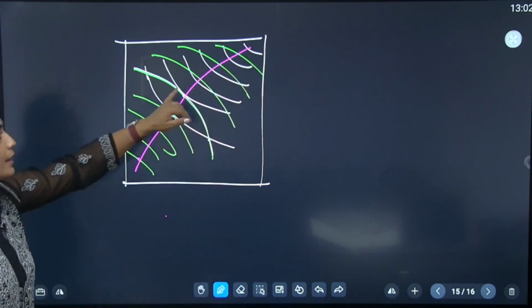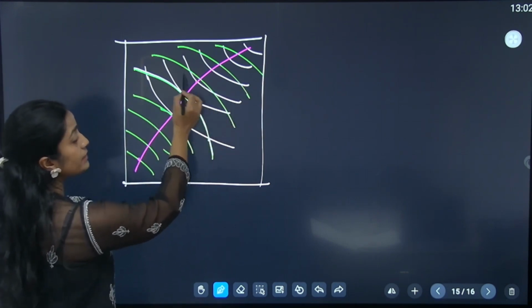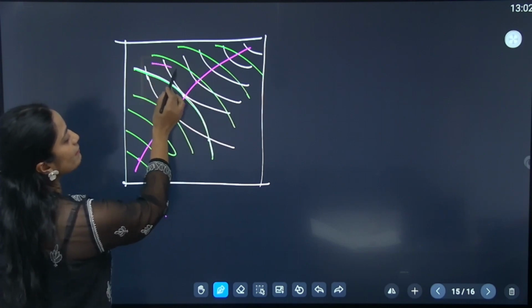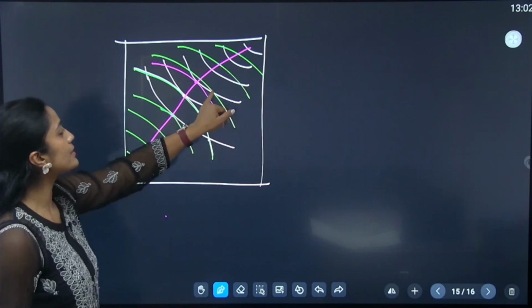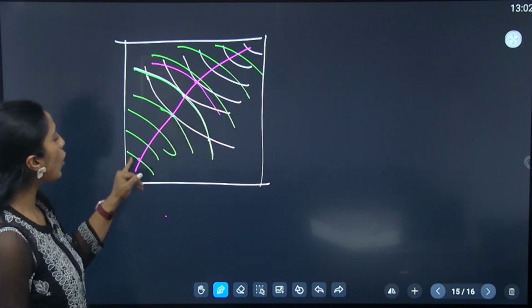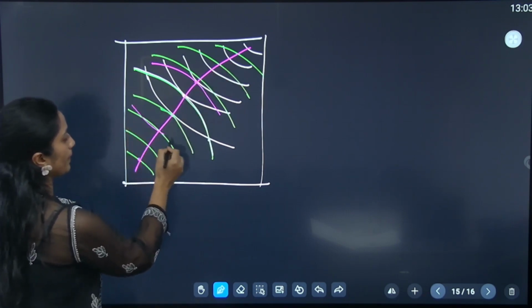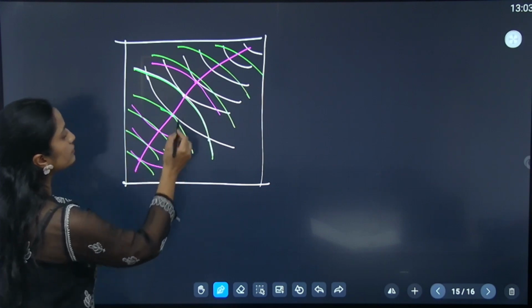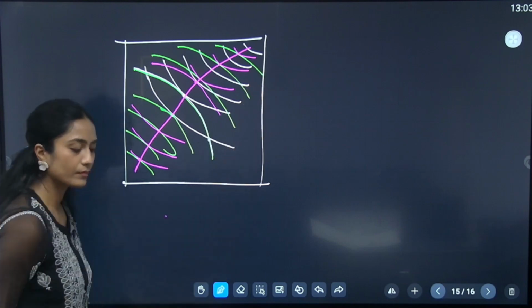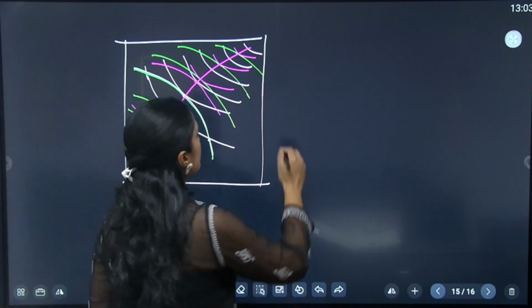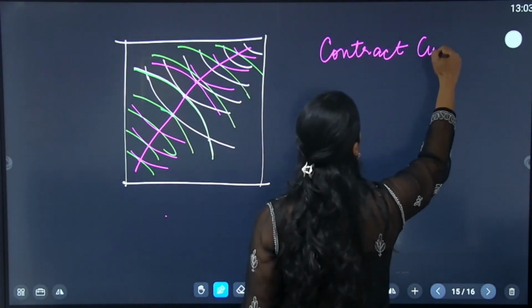Okay. Suppose this is the IC of Rahul, given by white, then the intersecting IC of Fiza will be given by something like this, and it will be intersecting at this point. At any other point, their ICs will essentially be crossing. So on all the points on this line, the ICs will be tangent. Something like this. And this line is then what is called the contract curve.